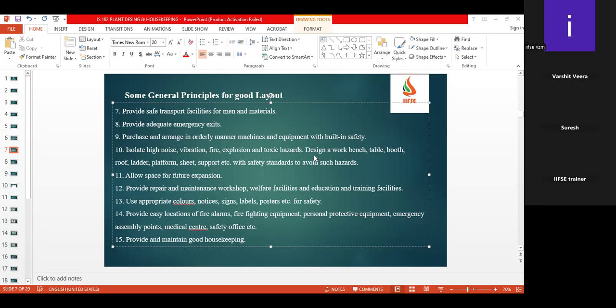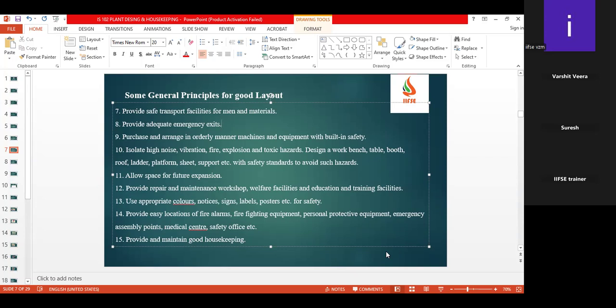Then future space for the expansion, then provide a repair and maintenance workshop and welfare facilities and education and training facilities. It is nothing but training hall, canteen facilities, restroom facilities, etc. Then use appropriate colors, notices, signals, labels, posters for safety.